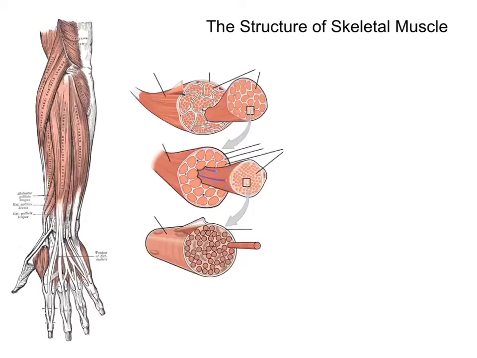Now, skeletal is quite unique in that it's the only one of those three where we have an element of voluntary control over it. So when the muscle contracts and relaxes, we have a degree of control in that. The other two are what we call involuntary. If you take the heart muscle, for example, the cardiac muscle, we can't control when that contracts and relaxes, but skeletal we can.